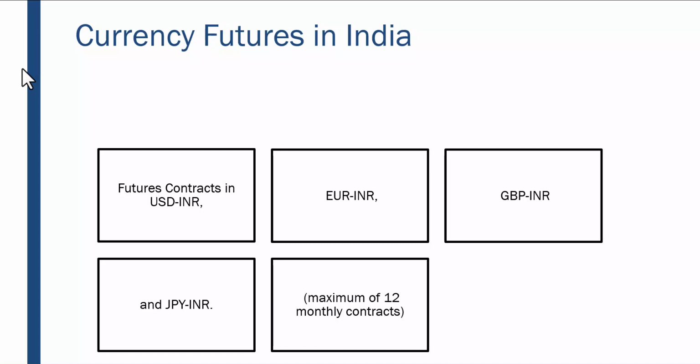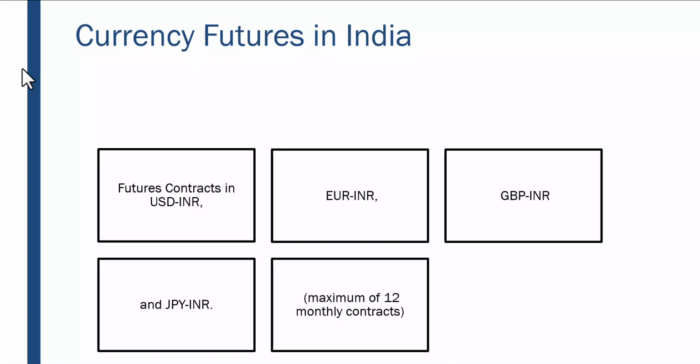If you have exposure in any other currency, you can't directly trade on the stock exchange. These are the major ones, which constitute the major part of our currency transactions. A maximum of 12-month contracts are there. Every month there will be a contract. For example, now we are in the month of February, so there will be contracts for February, March, April, May, June, like this.